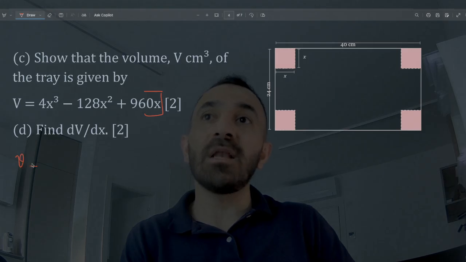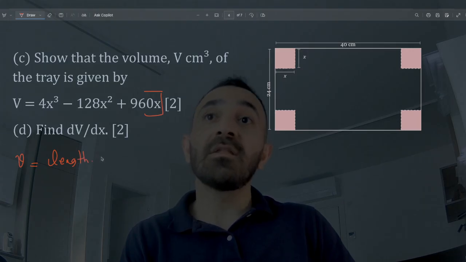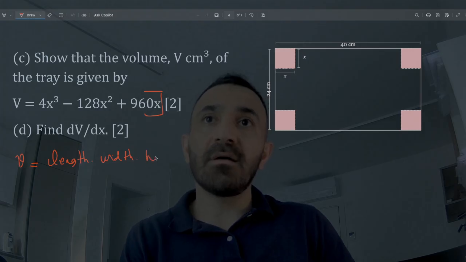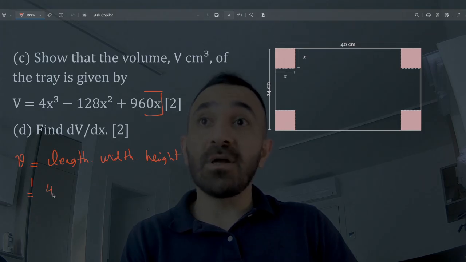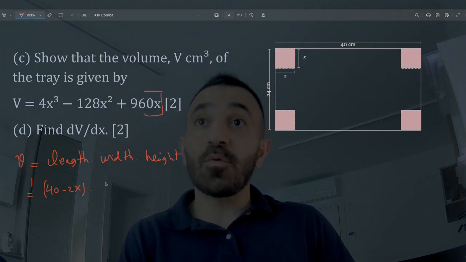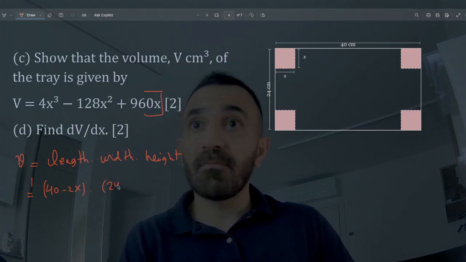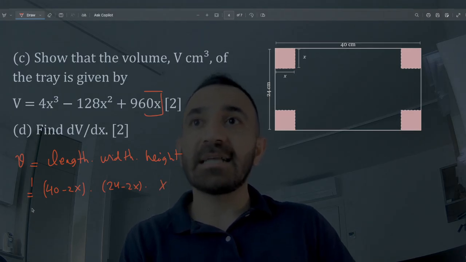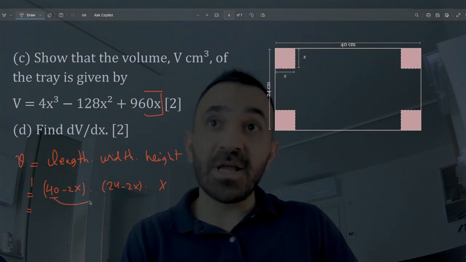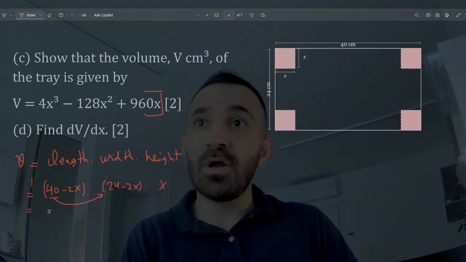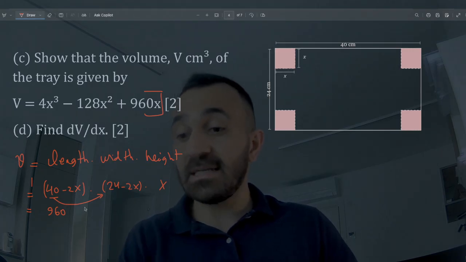So what is the equation for the volume? Well, the volume is length times width times height, which you have in your formula booklet. Your length is 40 minus 2x, your width is 24 minus 2x, and your height is x. You need to multiply all of these terms by each other. So 40 times 24 gives you 960. I have it here, 960, yes.